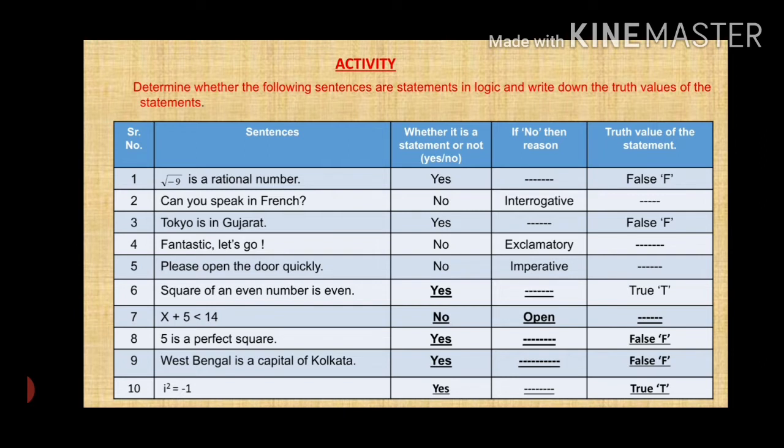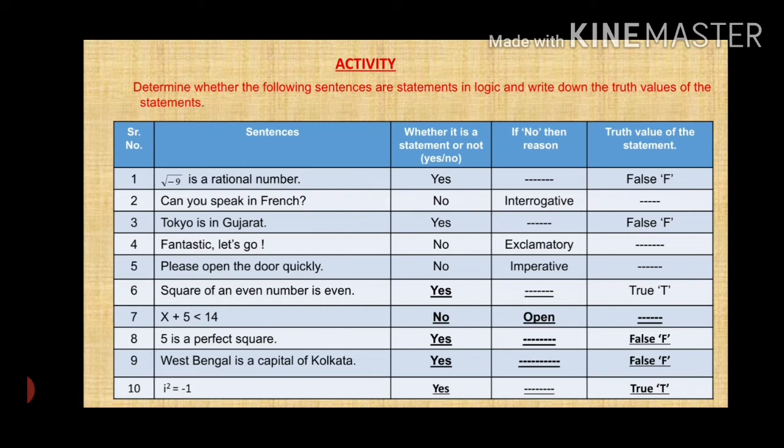Square root of minus 9 is a rational number. Now first you have to think whether it is a statement or not. Is it a statement? Yes, it is a simple declarative sentence, so it is a statement. Then we'll see the truth value. The next column is whether it is a statement or not. So here we'll write yes. If no, then here we have to put dash. Now we'll see the truth value of the statement. Now is it right? Square root of minus 9 is a rational number? No, it is an irrational number. So the truth value will be false, or you can write it as F. Getting? Very simple.